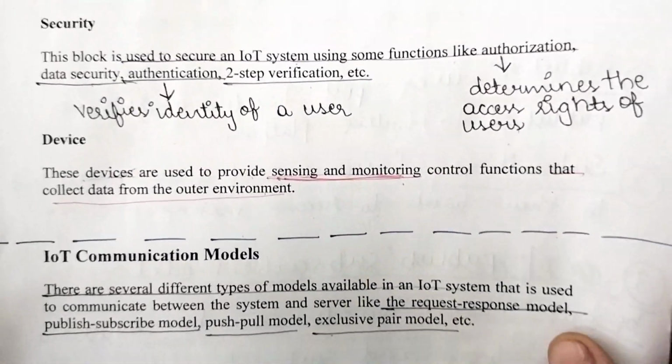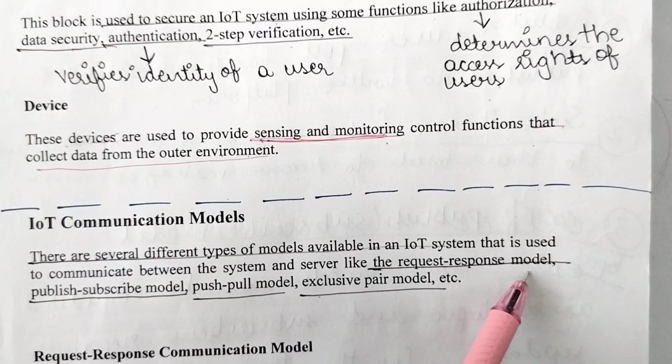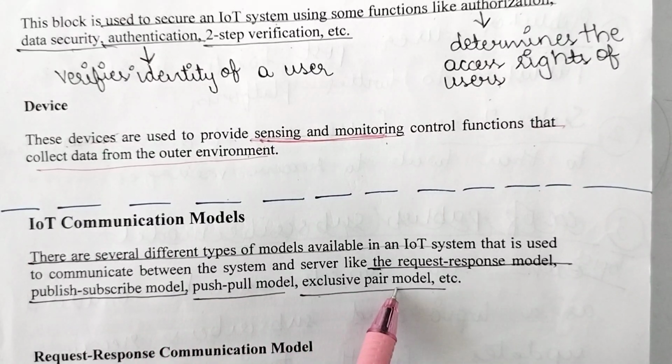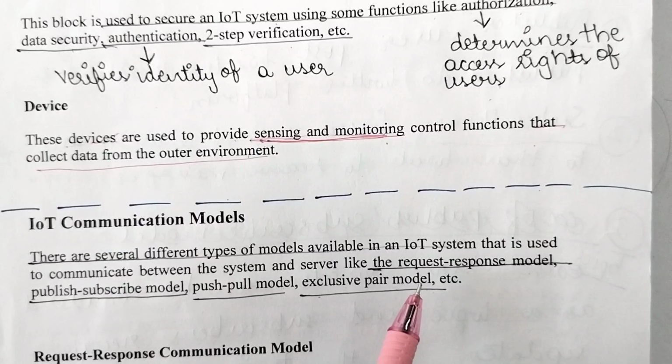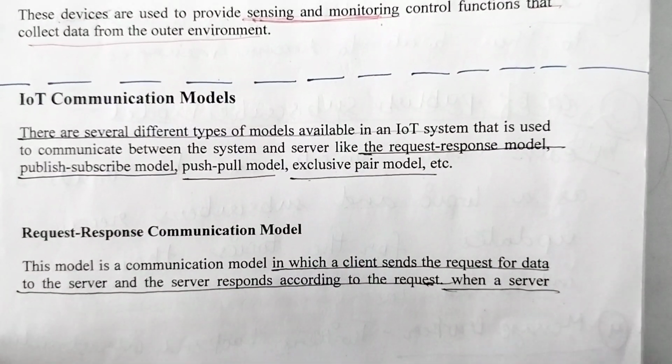Basically, the IoT communication models tell you about the different types of models that are available for communication in an IoT system. The four different types of models that are available in IoT for communication are the request response model, the publish subscribe model, push pull model, and exclusive pair model. So these are the four main models. There are other models also, but these are the four major models available for communication in any IoT system. So we'll start with the first one, that is the request response communication model.